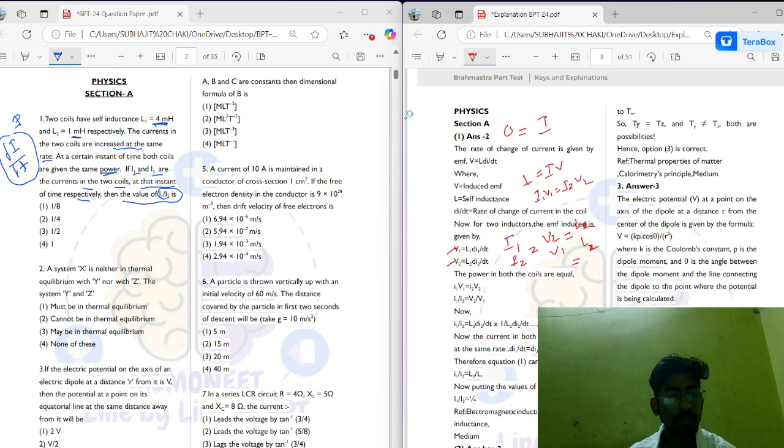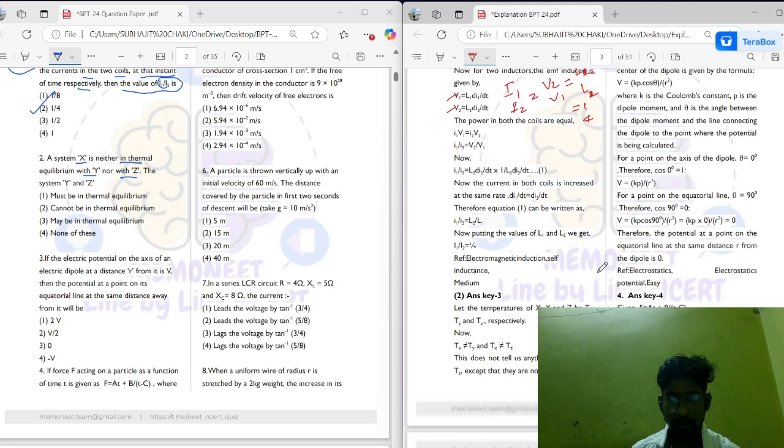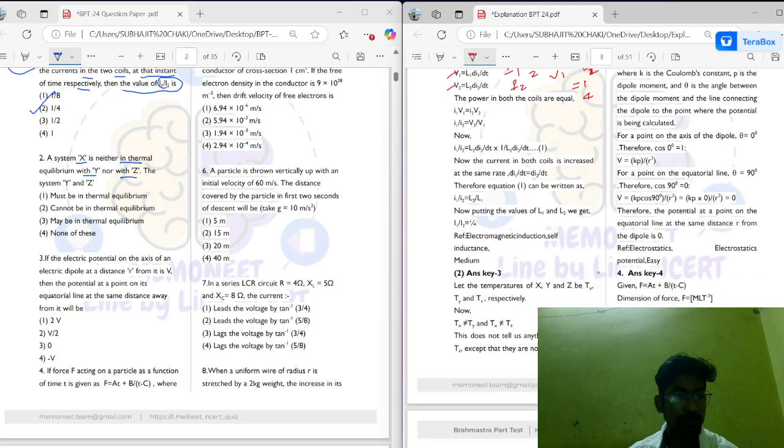Question number 2. A system X is neither in thermal equilibrium with Y nor with Z. So this is probably a question from thermodynamics, right? You have to think about what the relation is between systems X, Y and Z. X is neither in thermal equilibrium with Y nor with Z. As we know, if X is in thermal equilibrium with Y and X is in thermal equilibrium with Z, then Y and Z are in thermal equilibrium. This we know from thermodynamics, right?